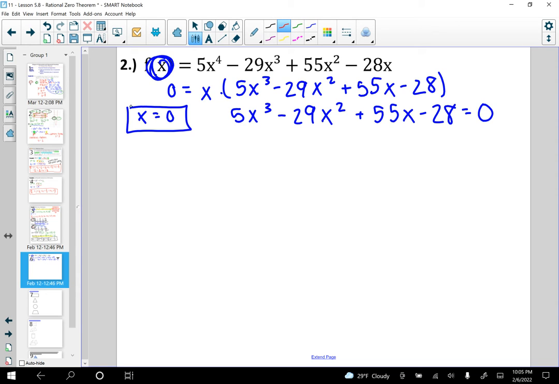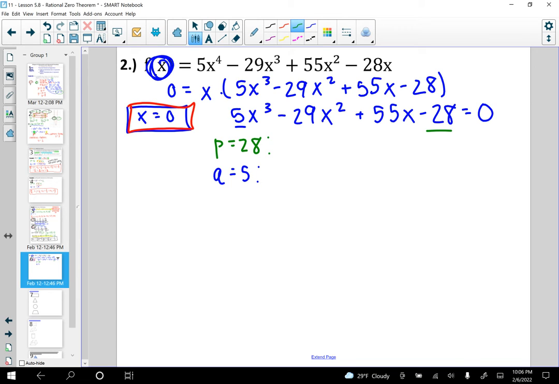So we have the solution. I'm going to box it in red here. So remember, that's going to be part of my solution. But this, I'm going to have to do my P's and Q's and do my synthetic division to factor this. Okay, let's do it. P is 28. Q is 5.